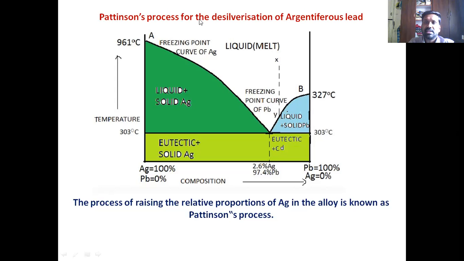So that's it about the two-component eutectic system. I hope things are very simple here. All that you have to know is the alloy compositions and how the melting points of those alloys vary.